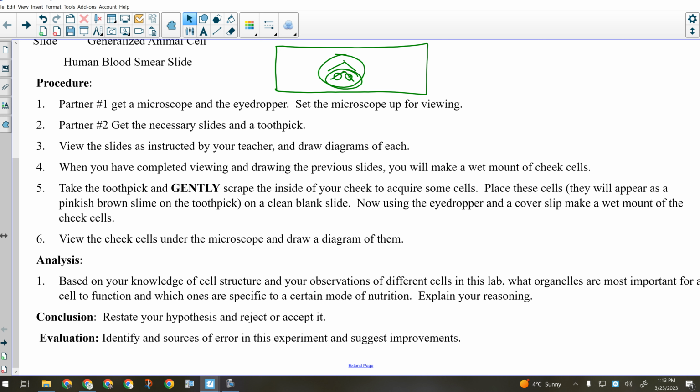Then for your conclusion, copy and paste your hypothesis. Tell me whether you saw the things you predicted. Why did you see them? Why didn't you see them? Can you accept or reject your hypothesis? And then sources of error.